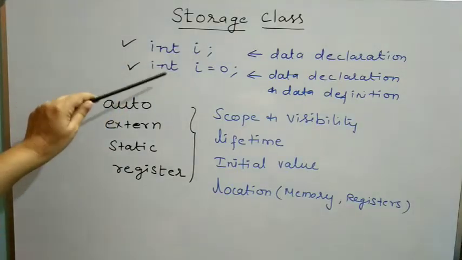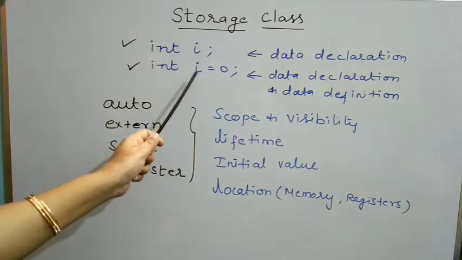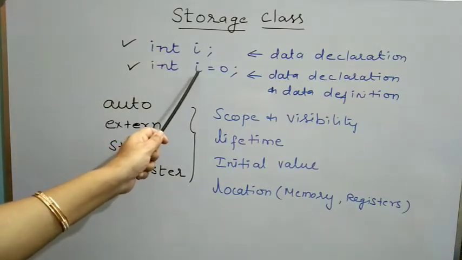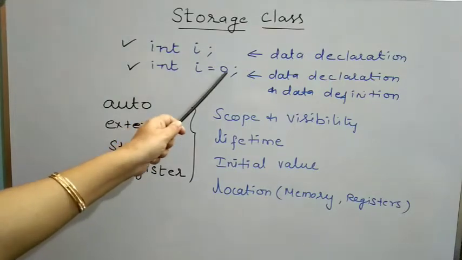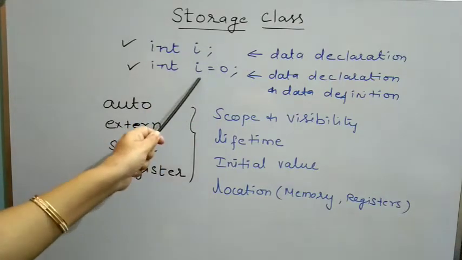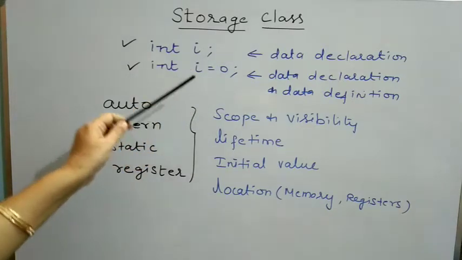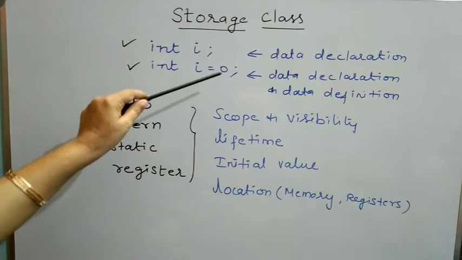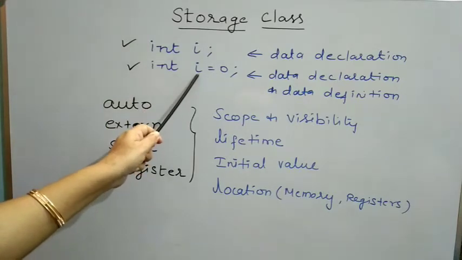The second statement is data definition and data declaration. Okay, we are defining a variable I. The data type of the variable I is integer, and we have initialized this variable with some value. This is a data definition and data declaration statement. In the data definition, the variables are allocated some part of memory.